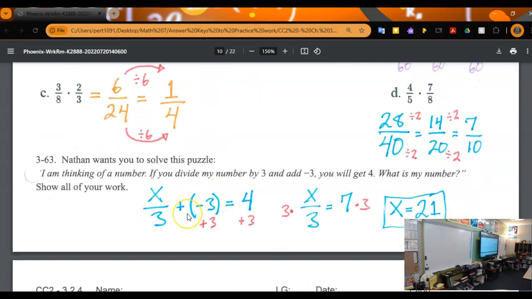And anytime we don't know a number, we can use a variable to represent that, and the most common variable is x.